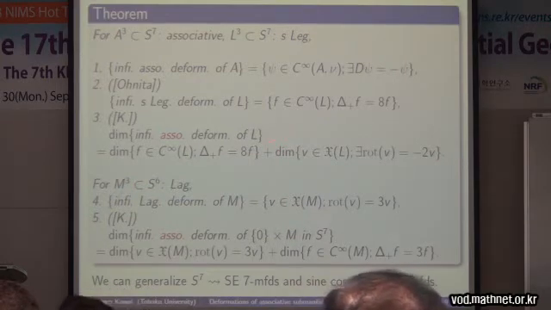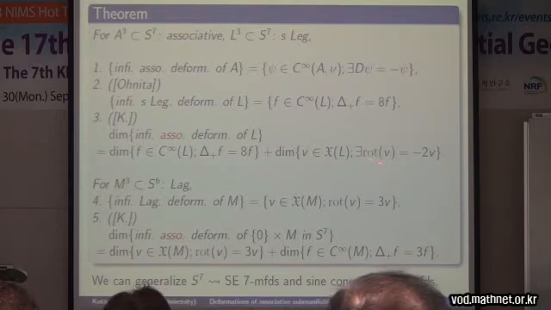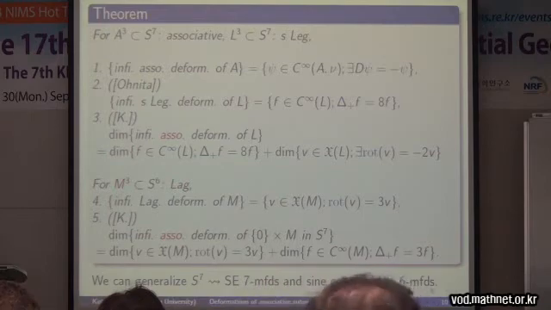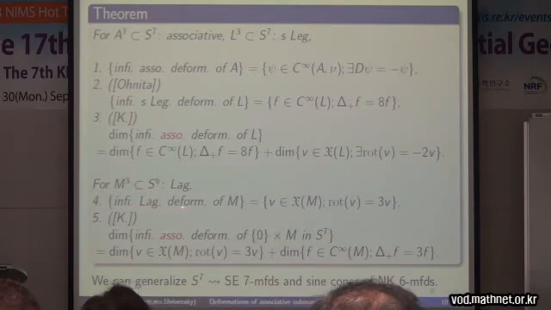So the difference between these two is given by the minus 2 eigenspace of the rotation operator. And next we assume that M^3 in S^6 is oriented, a Lagrangian submanifold in S^6. Then, statement 4, it is well known that the infinitesimal Lagrangian deformation of M is identified with the 3 eigenspace of the rotation operator.